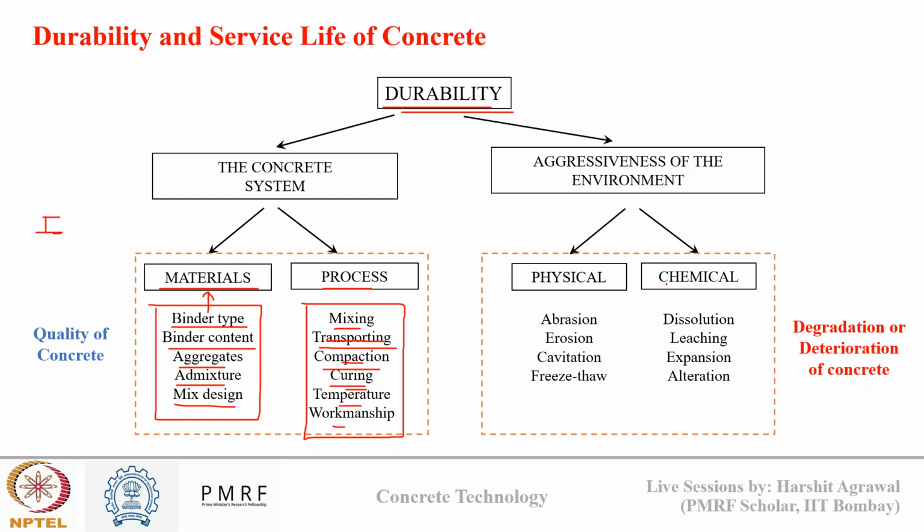The aggressiveness of the environment dictates the degradation rate of concrete. It can be physical, like abrasion, erosion, cavitation, or freeze thaw action that occurs over a concrete surface, or it can be chemical. Different types of chemicals may enter the concrete due to dissolution, leaching, expansion, or alteration, and they can cause degradation of concrete over time.